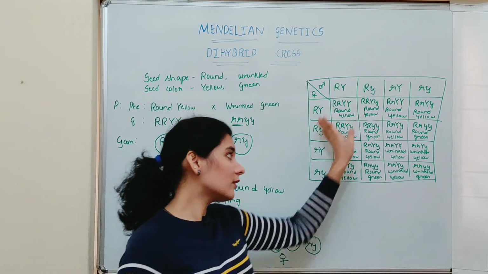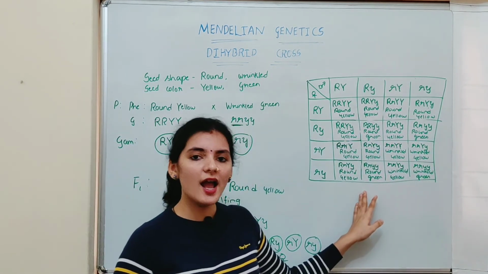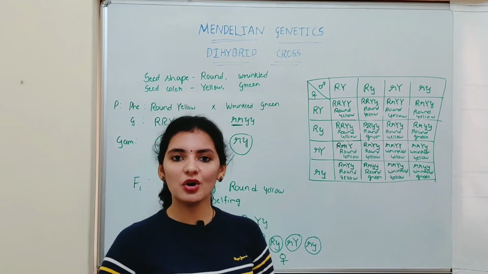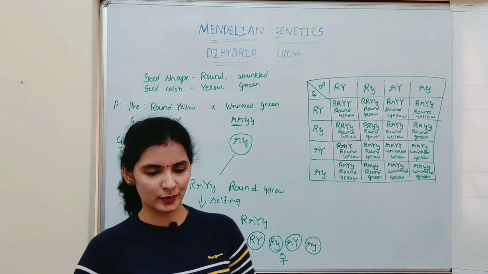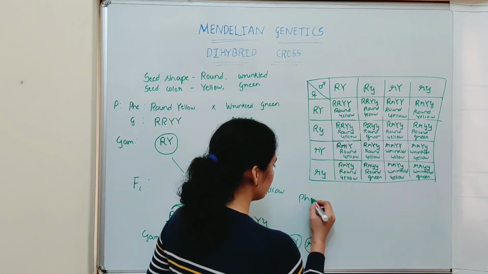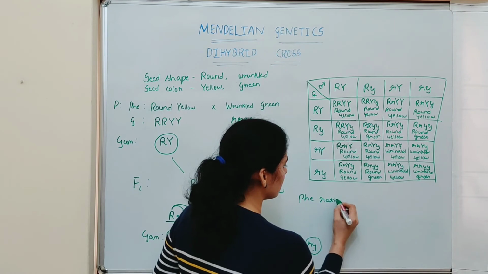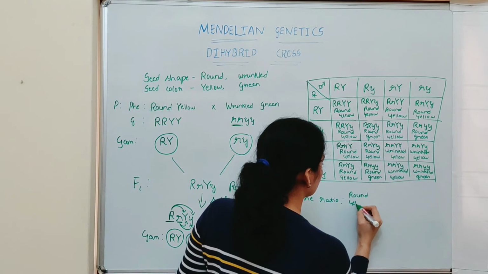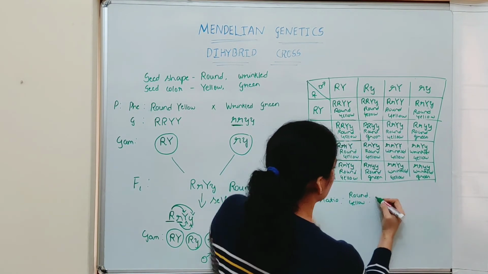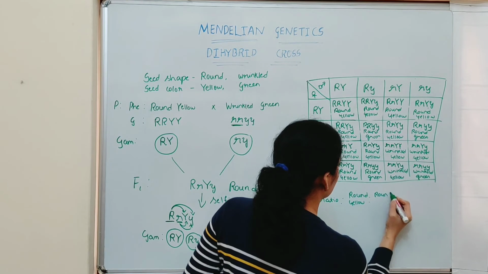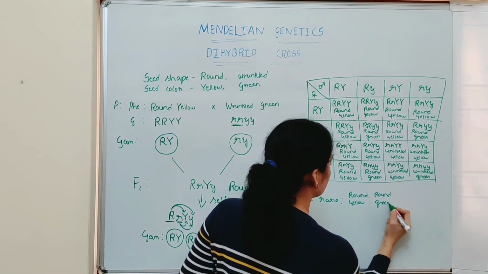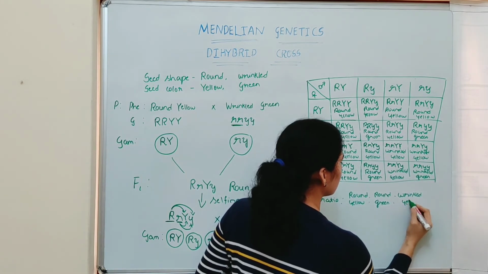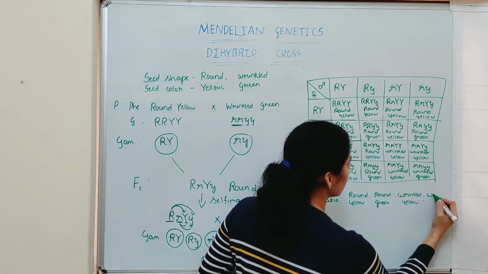So he counted the number of plants that he got in the F2 generation and he wrote the phenotypic ratio. So these characters appear in the ratio of 9:3:3:1. So if you write the phenotypic ratio, that is round yellow is to round green is to wrinkled yellow is to wrinkled green.